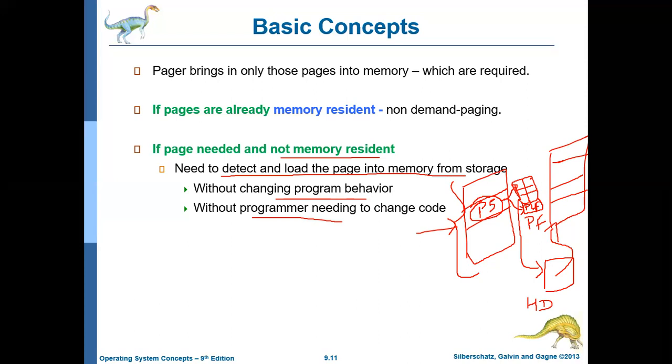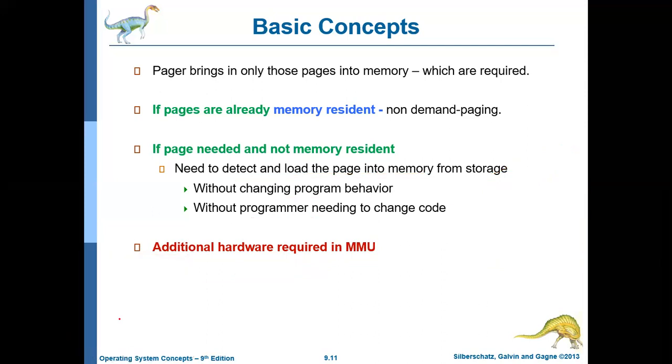So whenever there is a page fault, it is the job of the memory management unit to identify the page from the hard disk, bring it to the main memory, allocate a particular frame, and update the page table. The memory management unit should do all these things without affecting the program behavior and without expecting the programmer to do any extra coding, right? For doing all these things, some additional hardware is required in the memory management unit. What are those additional hardware? We will discuss that.